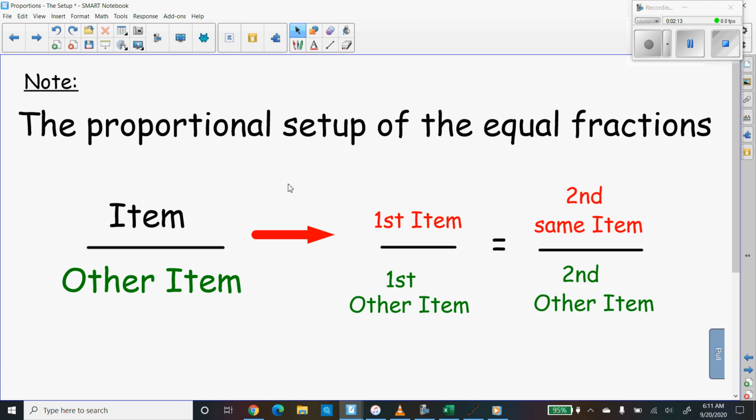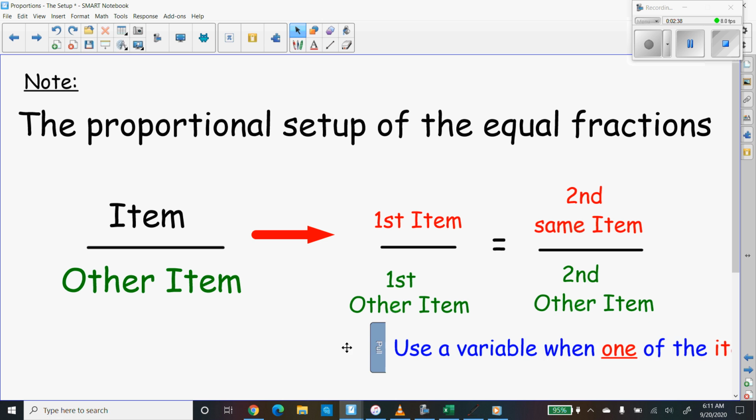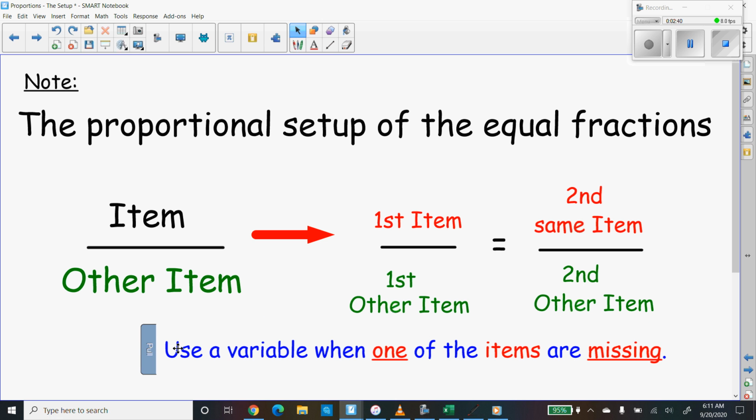You can also have the same equivalent setup this way, where you have the item over the other item. So here's the setup. The first item could be over the fraction bar over the other item, so you can use it that way as making your fraction. And that'll be equal to the second of the same item over the second of the other item. And remember, one of the terms is going to be missing, one of the parts of the fraction is going to be missing, so use a variable.